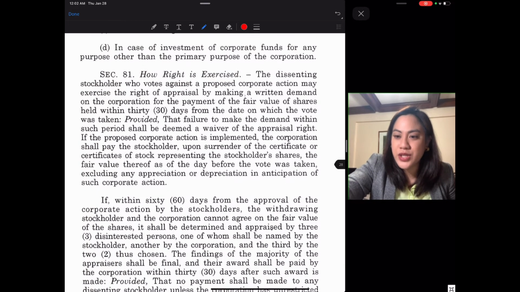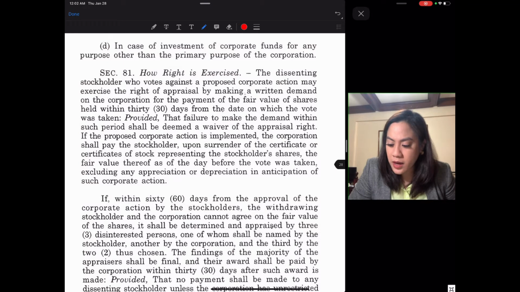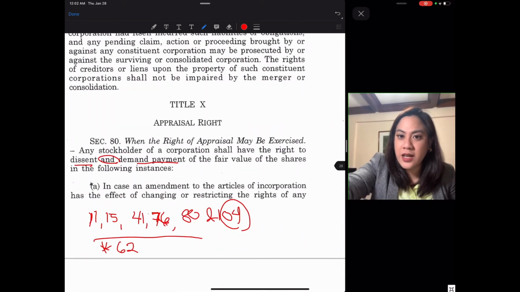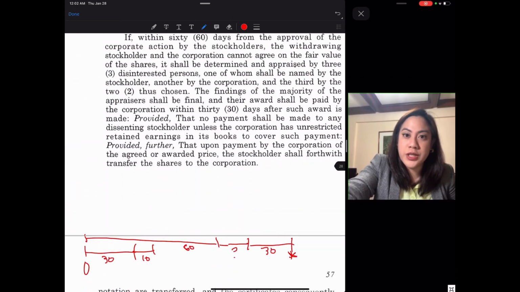So, how is the right exercised? It is by a written demand. It says right there within 30 days. Just take note of the periods. 30 days from the date on which the vote was taken. When you talk about appraisal right, it is a requirement that the stockholder exercising the right of appraisal dissented or voted against a particular corporate act under the sections that I stated here: 11, 15, 41, 76, 80, and 104.